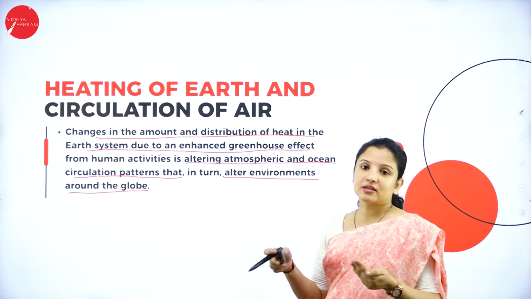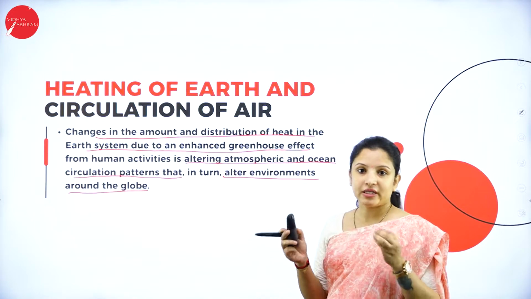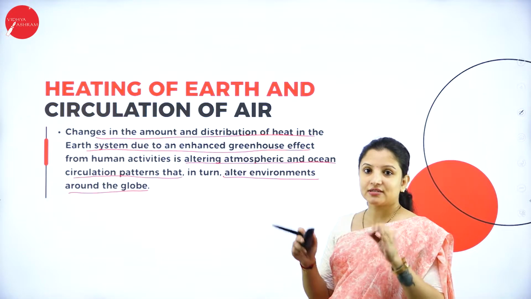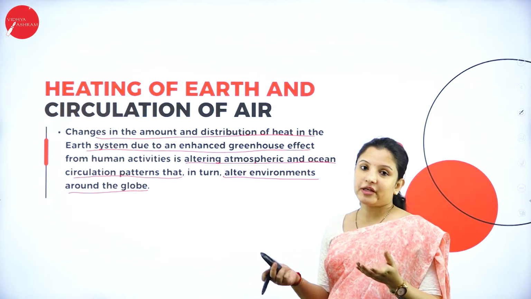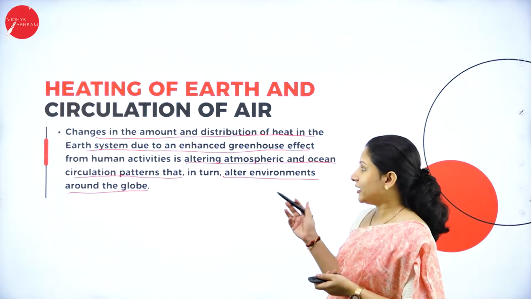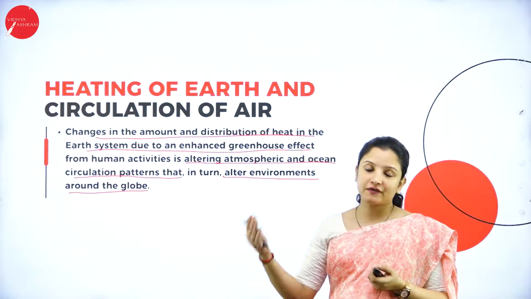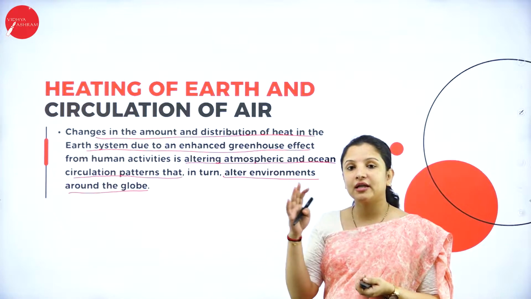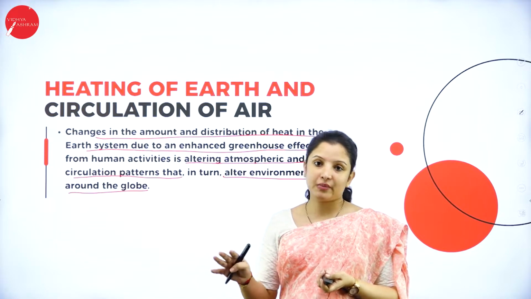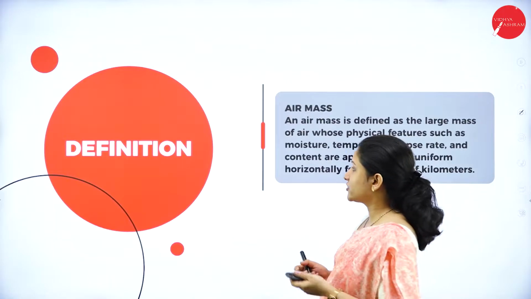So variations in the climate pattern will occur mainly because of human intervention, especially because of the increase in greenhouse gases, which is causing excess heating of the earth, which is causing global warming. Therefore, the correct circulation of the air and the heating of the earth is very important if a normal climatic or environmental condition has to be maintained on the earth. So this is about heating of earth and circulation of air.